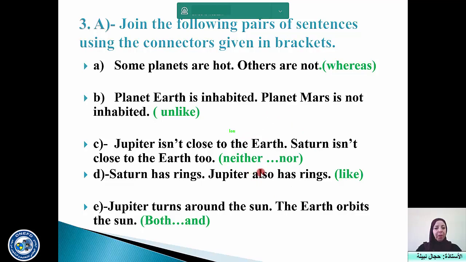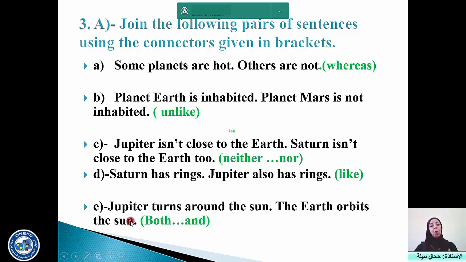So I have kept the grammar of the same unit, that is astronomy, so expressing comparison, similarity and difference. So that's what we are going to see in the following activities. Join the following pairs of sentences using the connectors given in brackets. Okay, so you have whereas for the first one, and like in the second, neither nor, it's a correlative conjunction. You have also like for the next one, and both and.